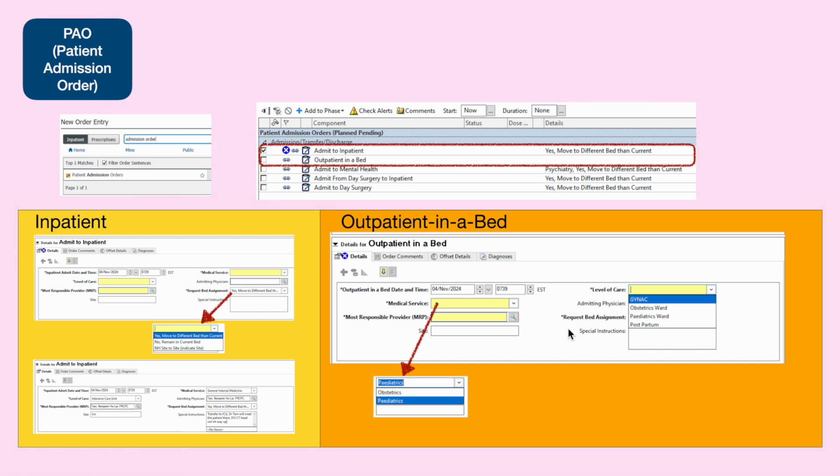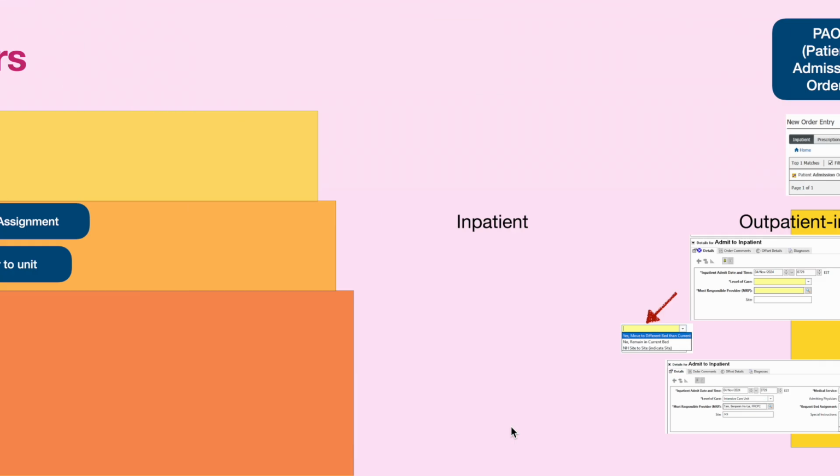What happens when I complete this? Medical service, they're either obstetrics or pediatrics. Request bed assignment. If you choose move to another site, say for example, you are in Niagara Falls and the patient's going to CDU in St. Catharines, you choose move to another site and indicate the site as St. Catharines. That will tell admitting that they need to talk to the guys in St. Catharines.